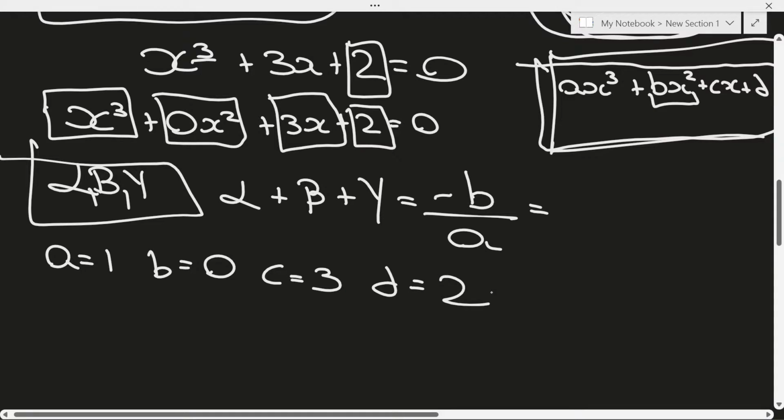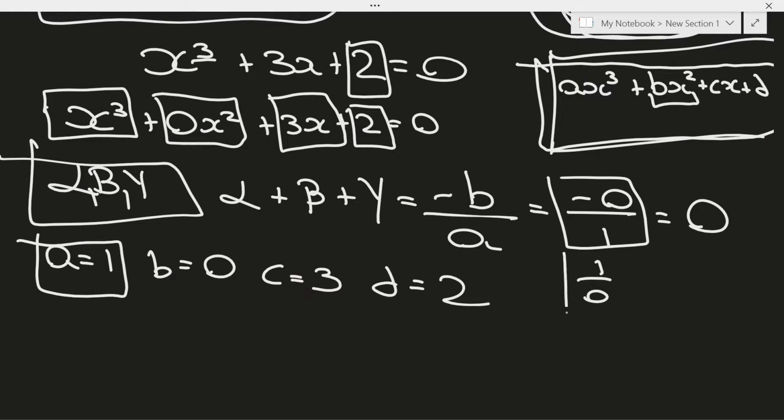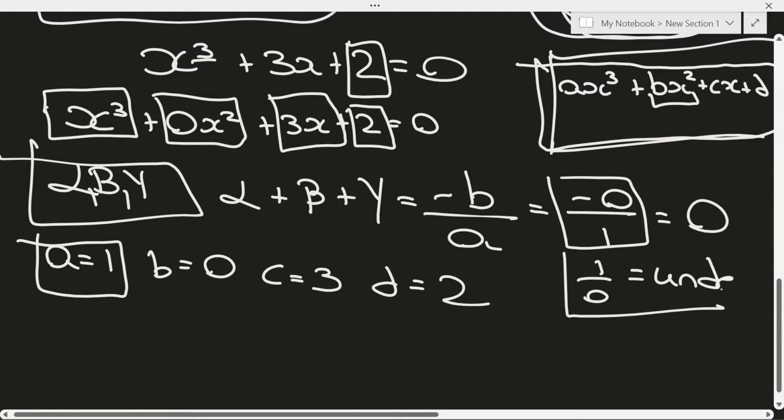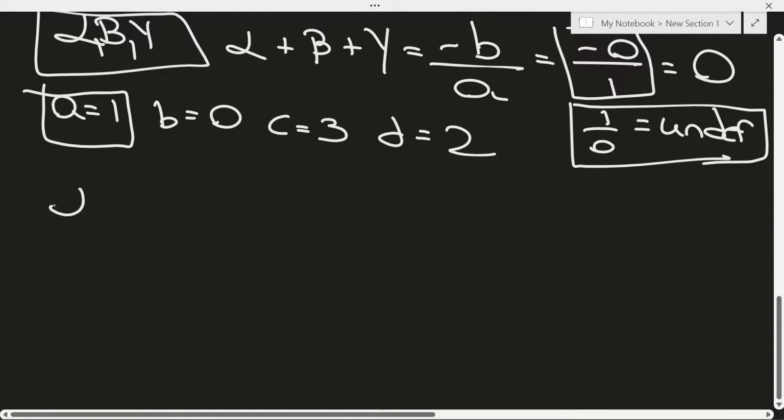So if we have minus b over a, we'll have minus 0 over 1 because a has a value of 1. And that's going to be equal to 0. 0 divided by a number is 0, as long as 0 is not on the bottom of the fraction, right? Otherwise, it will be undefined. It's a very important thing to know. 0 divided by 1 is equal to 0, but 1 over 0 is undefined. So alpha plus beta plus gamma is equal to 0.